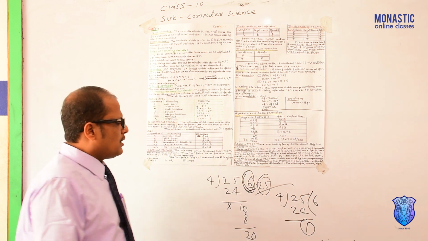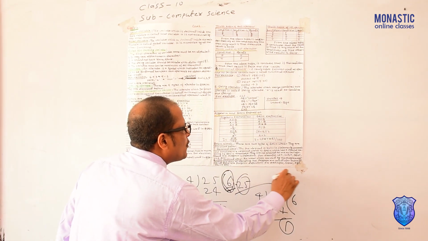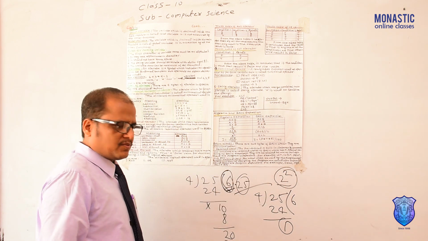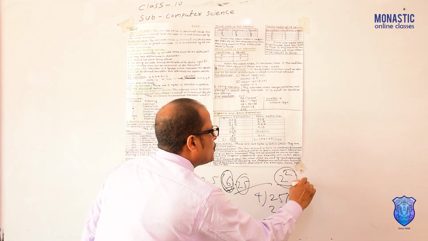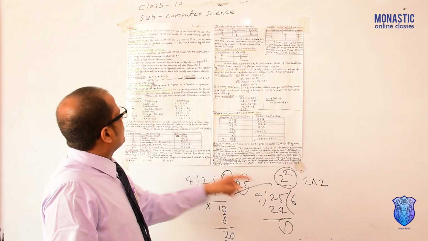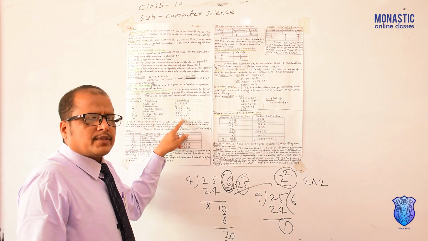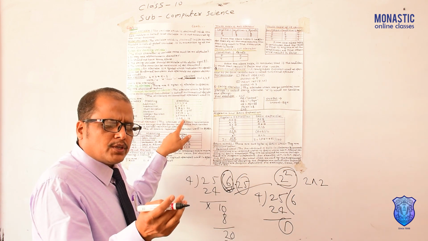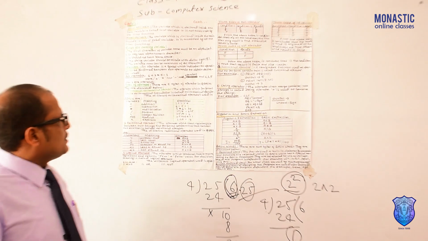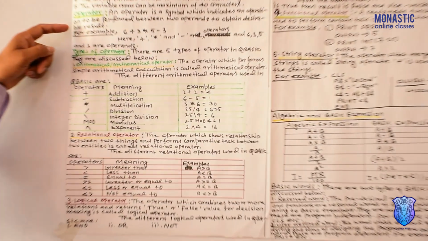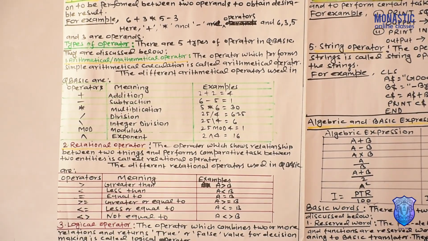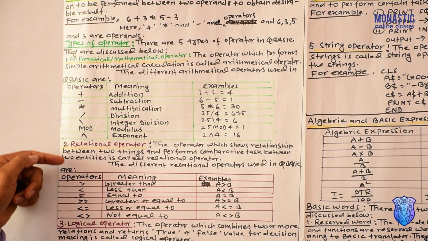In QBASIC, if you directly write 2 power 4, it will be considered wrong. How to write this? 2 caret 4, meaning 2 to the power 4. What will be the answer? 16. This is all for our notes on the arithmetical or mathematical operator. Now move to another topic.